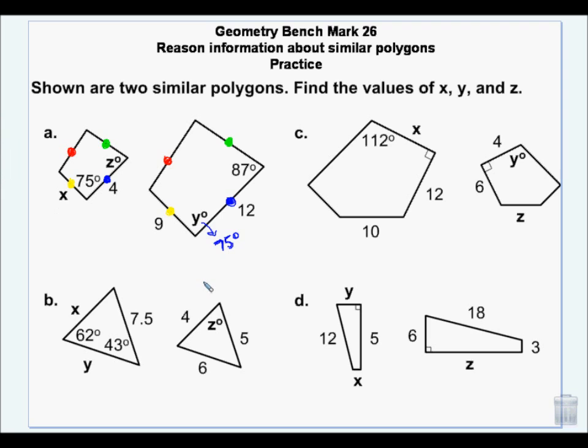Does that make sense? Okay. And then z is between green and blue, and this angle here is between green and blue, so z is 87 degrees. And then I have x, which corresponds to 9. And then I have 4, which corresponds to 12. So I do small over large, cross multiply, and I get 12x is equal to 36. So x is equal to 3.